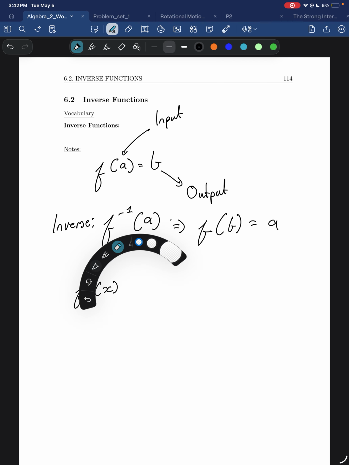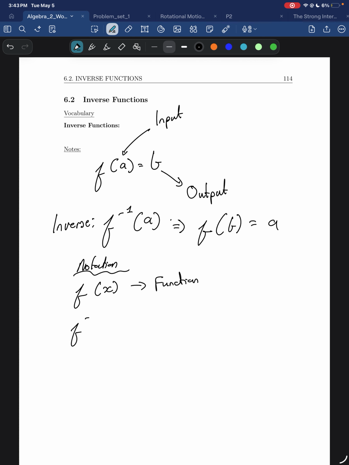So this is just notation, by the way. No need for any other math right now. F of x means function, while f to the power minus 1 of x means inverse of function. I know we're still a bit abstract on it, but we'll see how it works shortly.